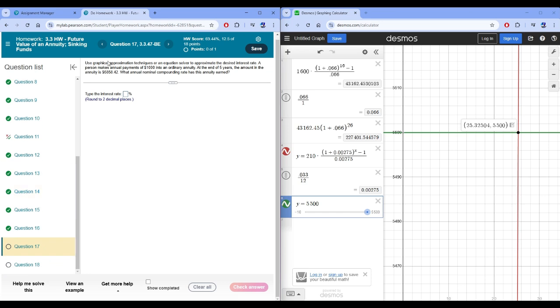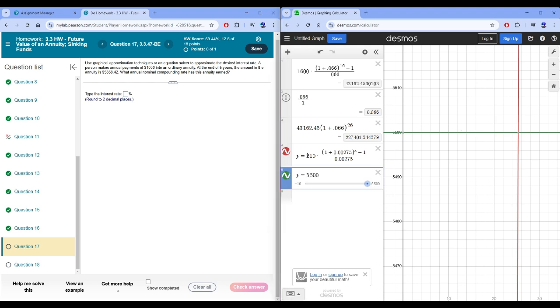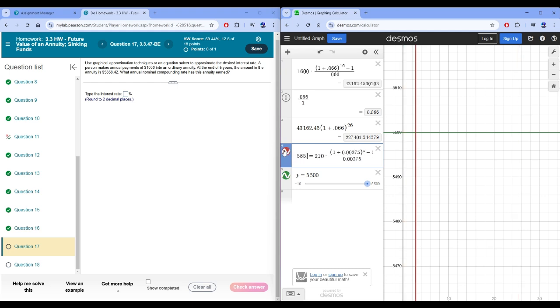And two last questions. Use graphical approximation techniques or an equation solver to approximate the desired interest rate. A person makes annual payments of $1,000 into an ordinary annuity. At the end of 5 years, the amount of the annuity is $5,858.42. At what annual nominal compounding rate has this annuity earned? Okay, so let's just say that this has earned 5,858.42. And then how many $1,000 into it at the end of 5 years?